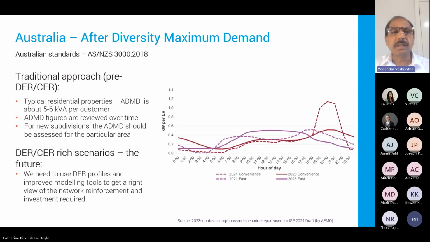in calculating the demand and forecasting for the future. And on the right side, there's another EV profile, which is used for the ISP 2024 draft. And this is how these profiles are actually embedded into the tool, so the planners can use it. Next slide, please.